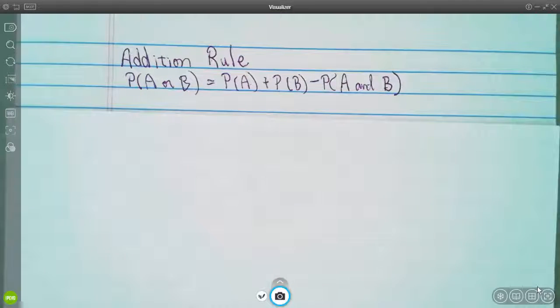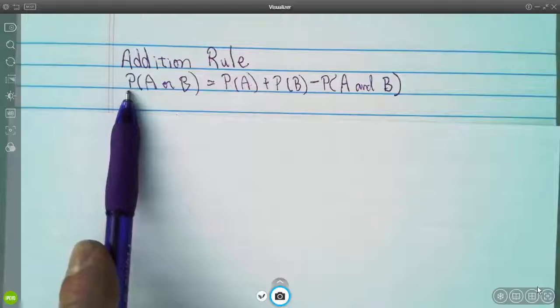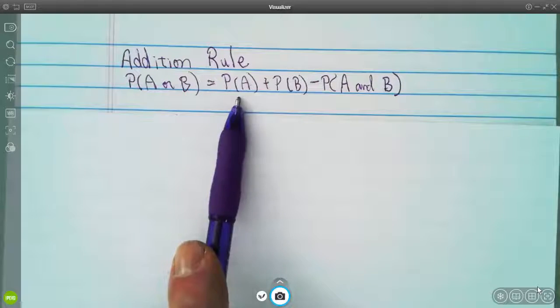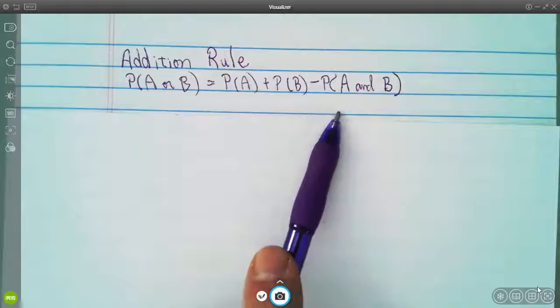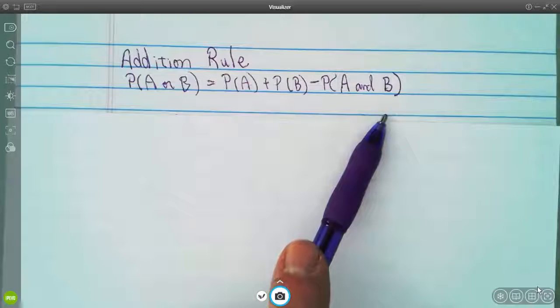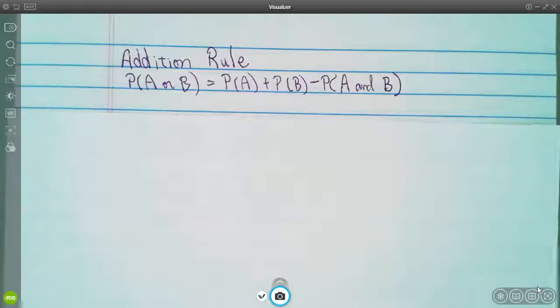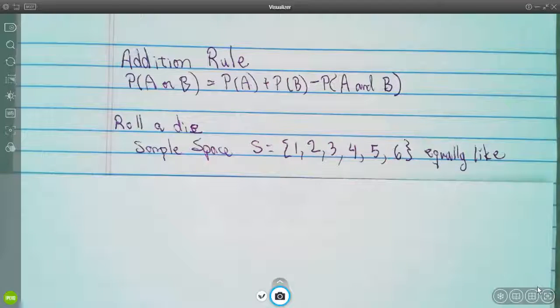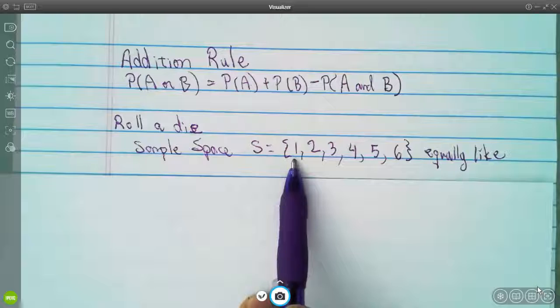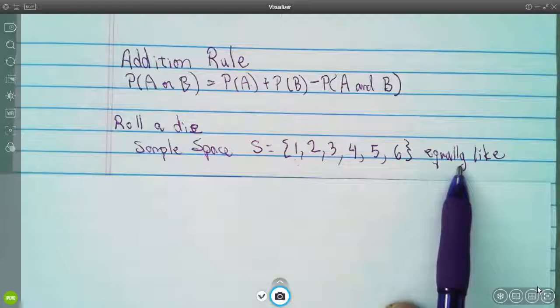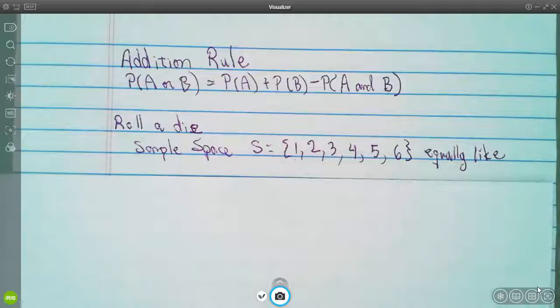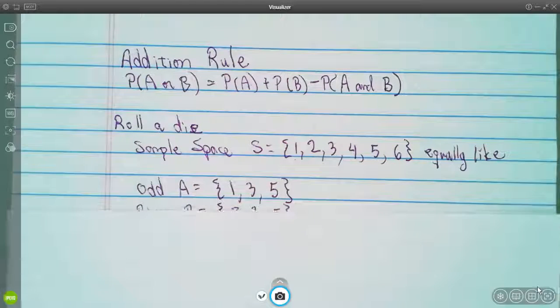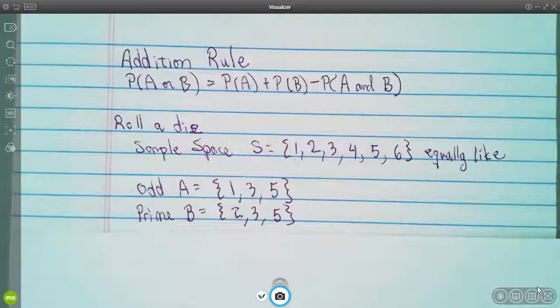We remember on the first page we learned this addition rule. The probability of A or B is the probability of A plus the probability of B minus the probability that both A and B occur together. In our particular case, the sample space is the number of dots showing on the die, 1 through 6. These are equally likely, so of those 6 outcomes, each has a probability of 1/6. We're interested in the 2 events: odd, which would be either 1, 3, or 5 dots showing, and prime, 2, 3, and 5.